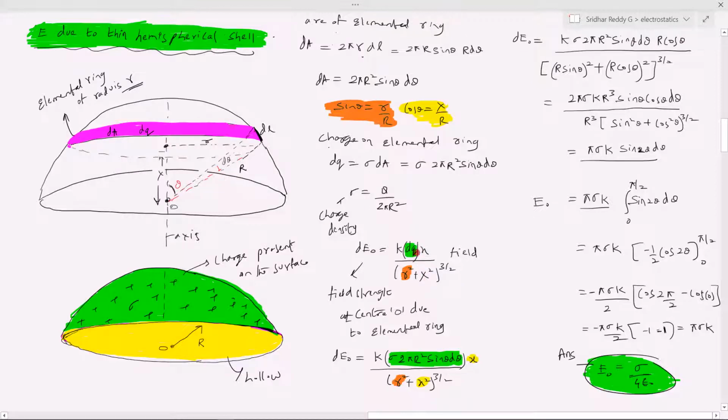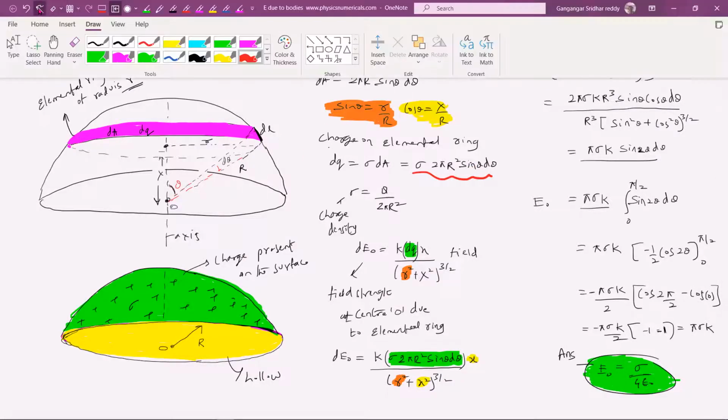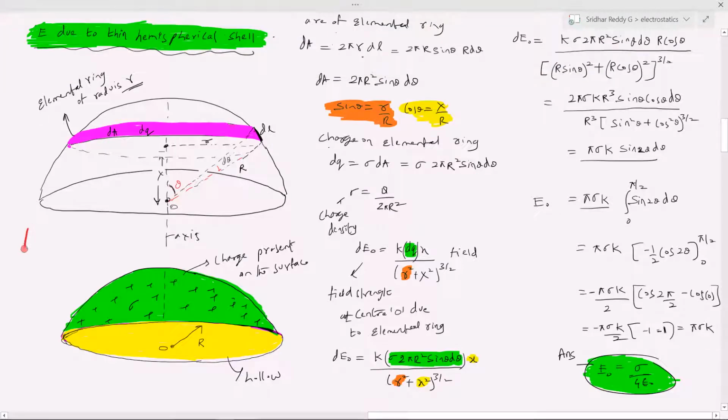This is the formula. Okay, let's substitute all. dq is equal to how much? Sigma 2 pi r square sine theta d theta. Some of you are getting confused. I'll do one thing. Let me help you.